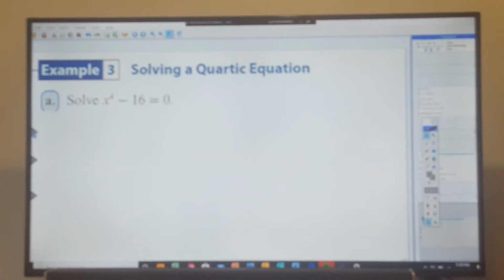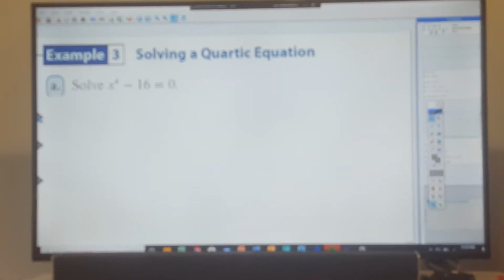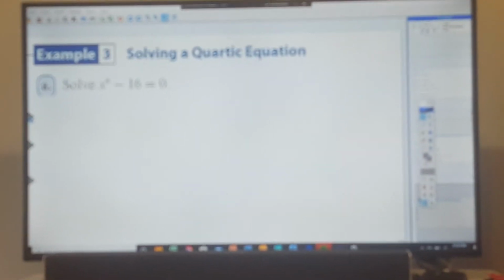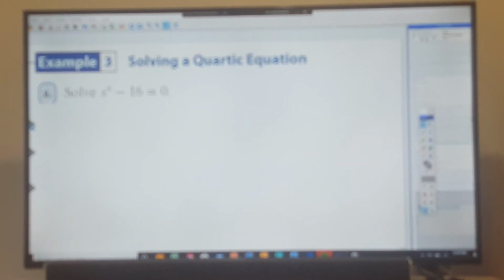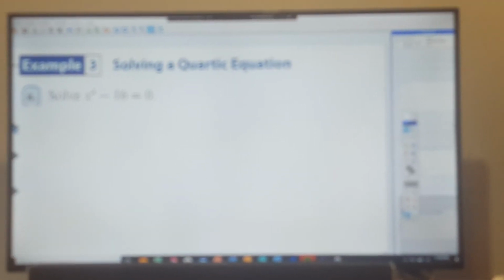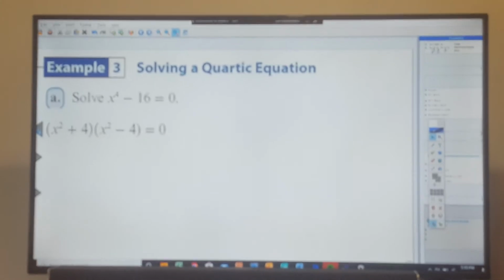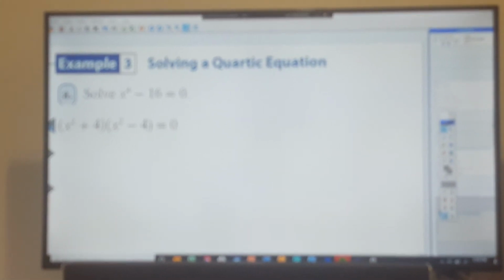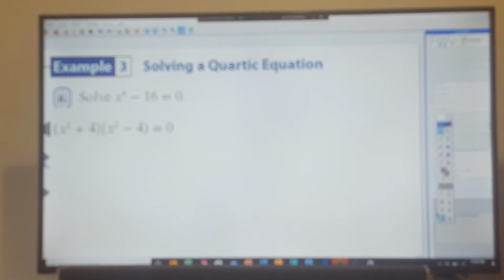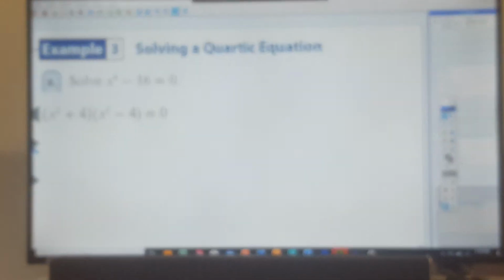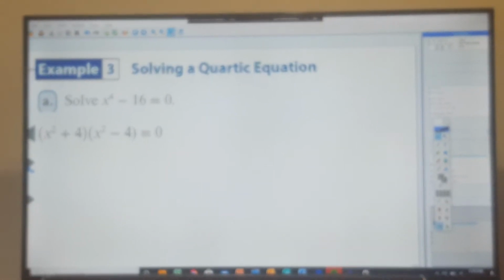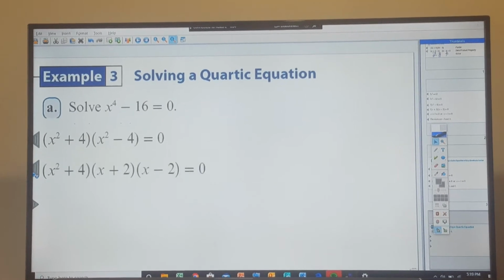Is it the difference of two squares? Well, what times itself gives me x to the 4th? X squared. And we know that 16 is a perfect square, so we can factor this. Okay, x squared plus 4, x squared minus 4. Now, hopefully you've got in a good habit here. What do we do next? Well, we set both those equations equal to 0.